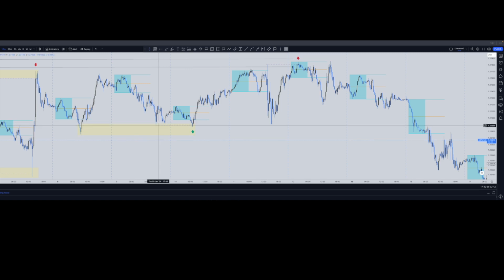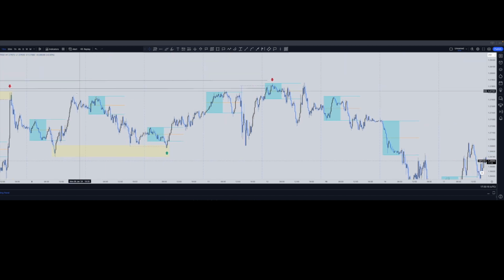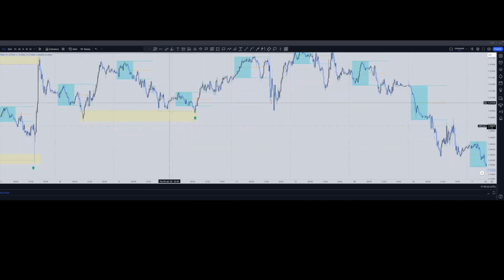Now from this demand zone, we can see that price pushed higher, and then during the London session, we liquidated the previous daily low, which is the first tap inside of that demand, to then again deliver higher prices. Okay, so I hope this is all making sense to you guys in terms of the first tap.